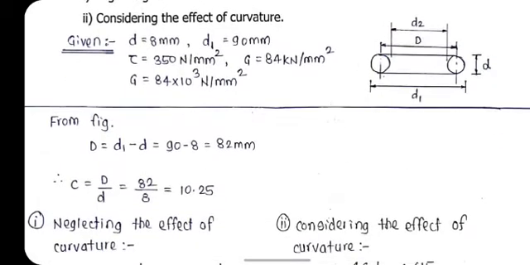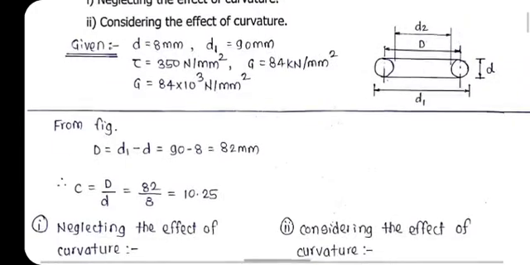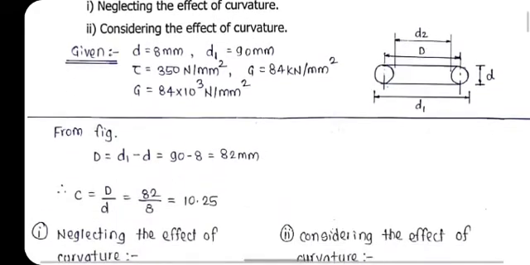From the wire diameter and mean diameter, you can calculate the spring index by using the equation capital D by small d, which is equal to 10.25. So the first task is to calculate the axial load and deflection per active turn by considering the effect of curvature and by neglecting the effect of curvature. First see the first condition, that is neglecting the effect of curvature.